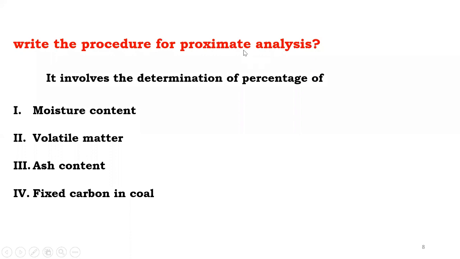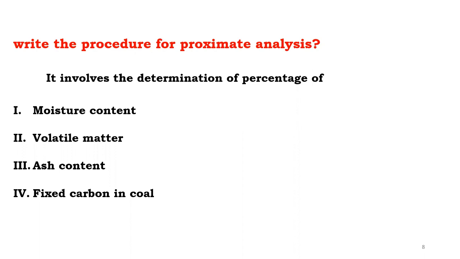The question may be asked in this way: write the procedure for the proximate analysis. In the proximate analysis, there are two types of questions they may ask. The first one is to write the procedure, meaning how you carry out the proximate analysis of the coal. Another is to write the advantages or the significance of the proximate analysis. Sometimes they may ask a combination of both: write the procedure of the proximate analysis and write the significance of the proximate analysis.